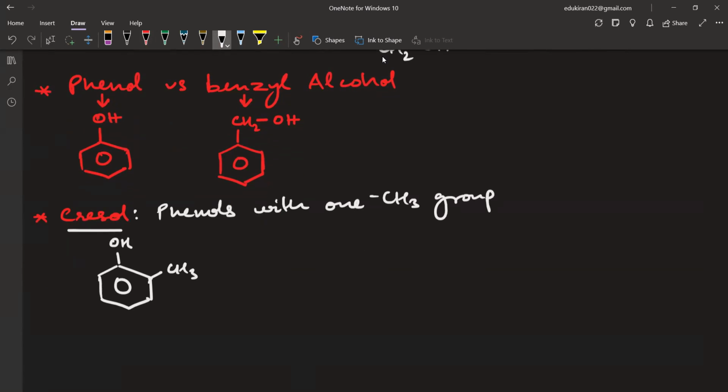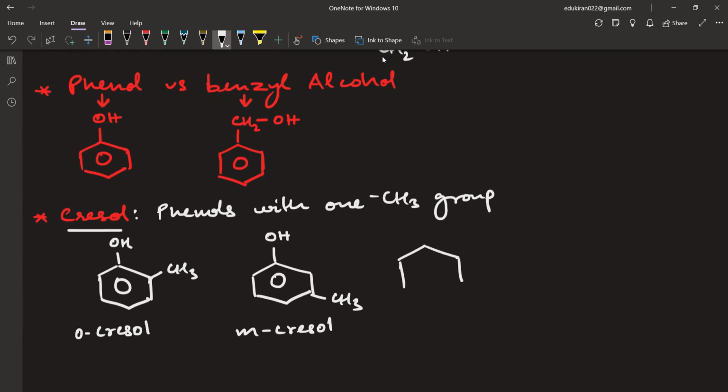Since the CH3 is in the ortho position, it is known as o-cresol or orthocresol. Now you can have the CH3 group on the meta position. It is known as m-cresol. You can also have the CH3 in para position. It will be known as p-cresol. Will you write this down?